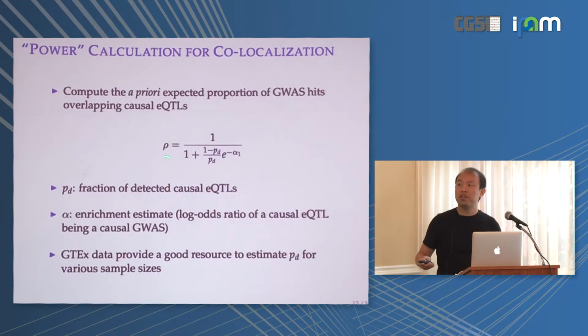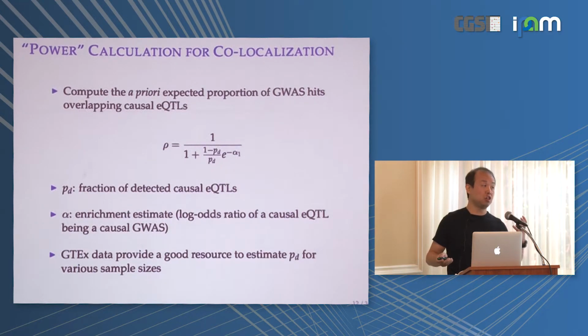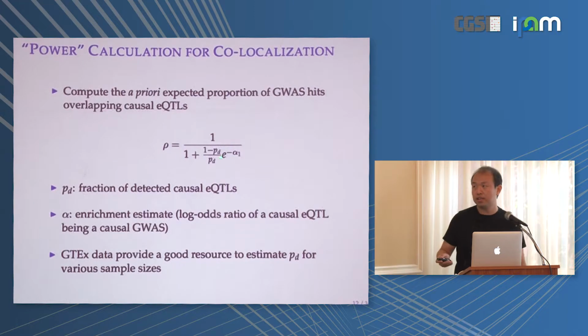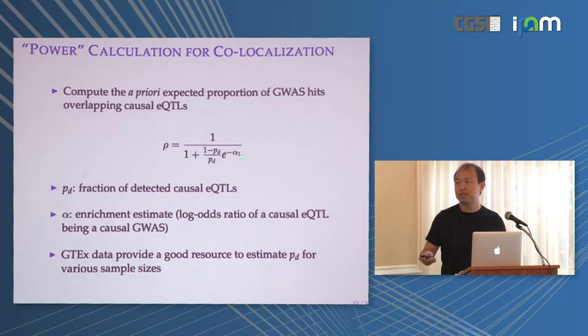So this rho here is defined as the proportion of GWAS hits that are going to overlap with your EQTL data. So if you say 50% of your GWAS hits are going to overlap with causal EQTLs, then rho equals 0.5, obviously. The right-hand side relates to two things. One is this alpha parameter, the enrichment parameter.